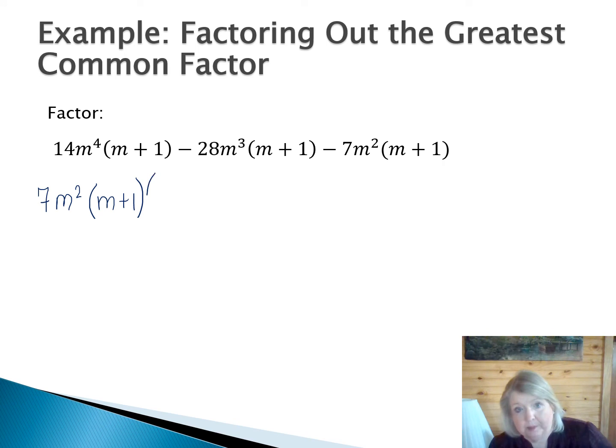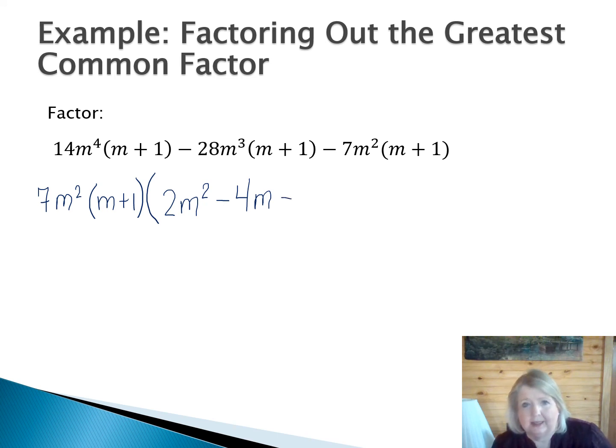So then I open parentheses and I divide it out. 14 divided by 7 is 2. M to the 4th divided by m squared is m squared, because 4 minus 2 is 2. And m plus 1 over itself is 1. So bring down my minus sign. 28 divided by 7 is 4. M cubed divided by m squared is m to the 1st, because 3 minus 2 is 1. And parentheses over itself was another 1 to multiply by.